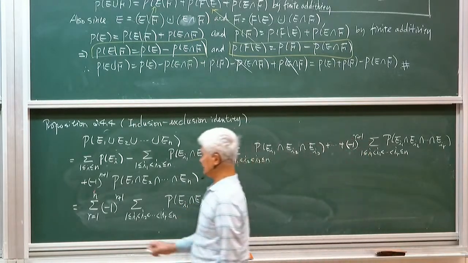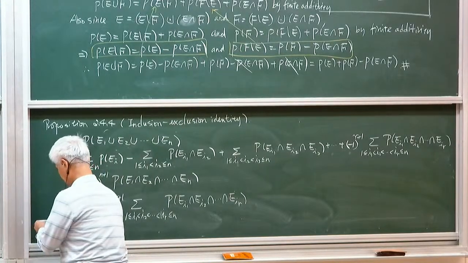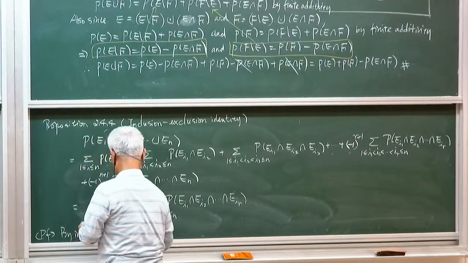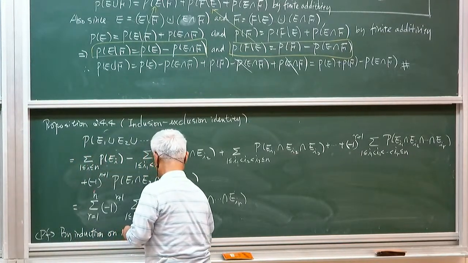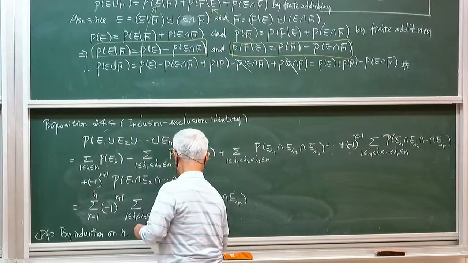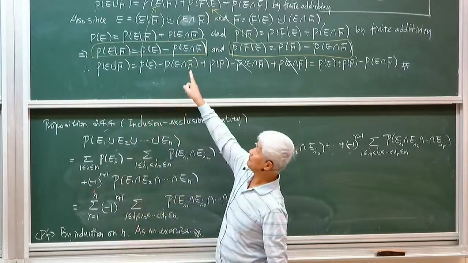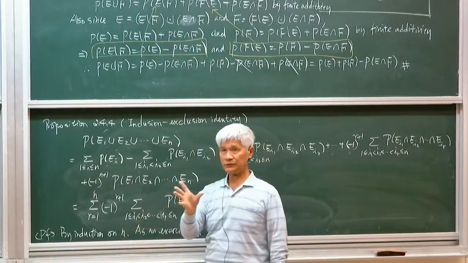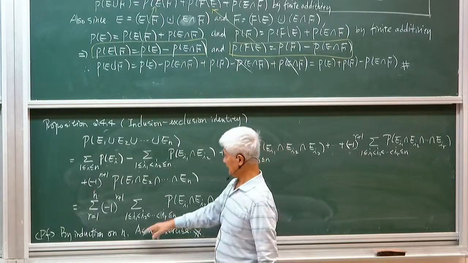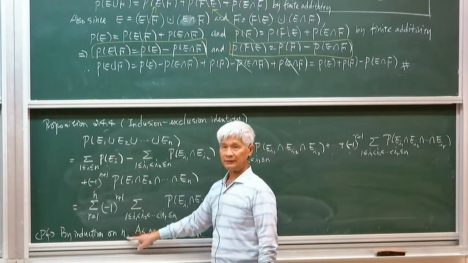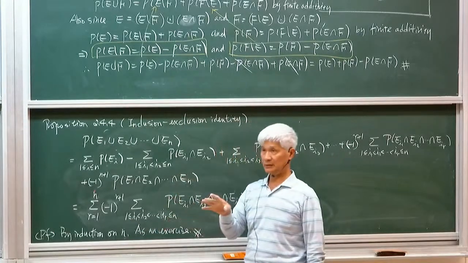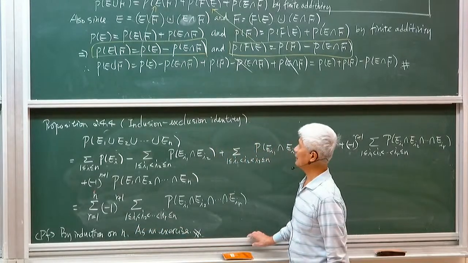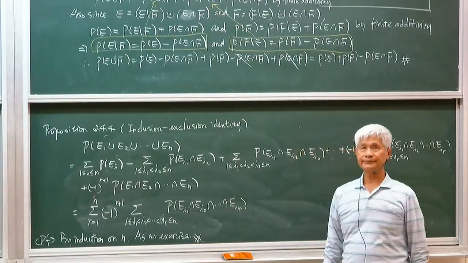And the proof is by induction on n, and I have put it as an exercise. For n equal to 2, it has been proved in the previous proposition. So you start with n equal to 2, right? You know that, and you can assume that it's good for n. Then you prove that for n plus 1, this is also true. Okay, so this is the method of induction. All right, so I ask you to do it.